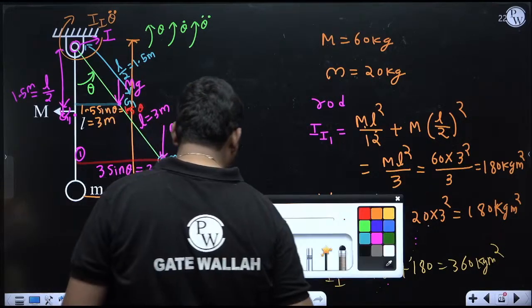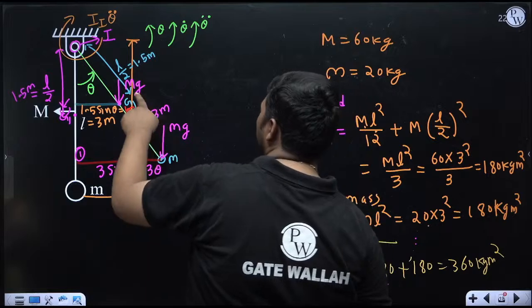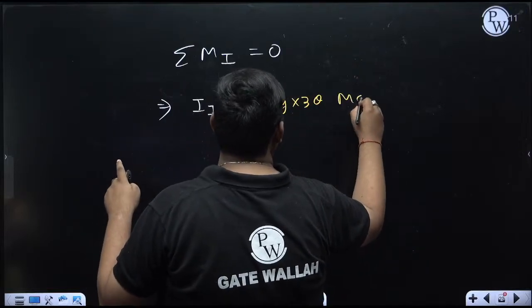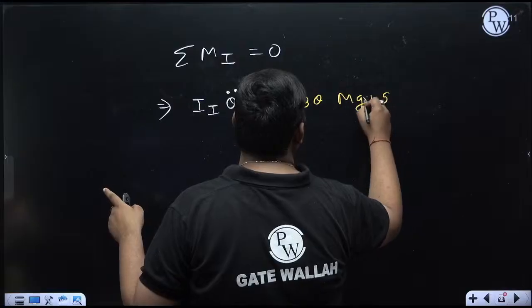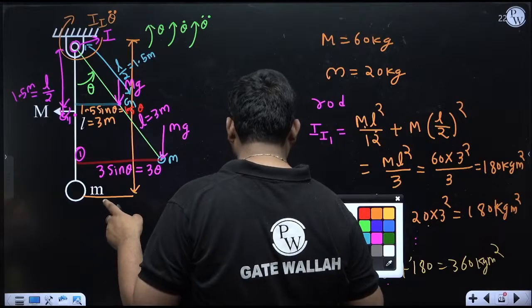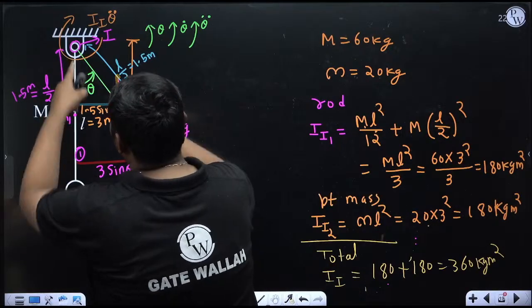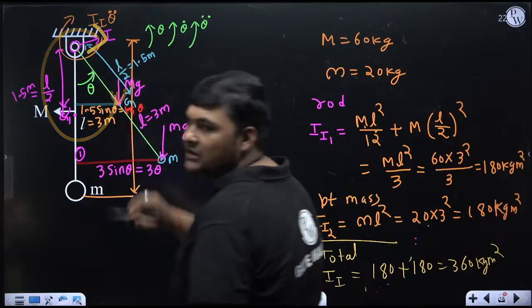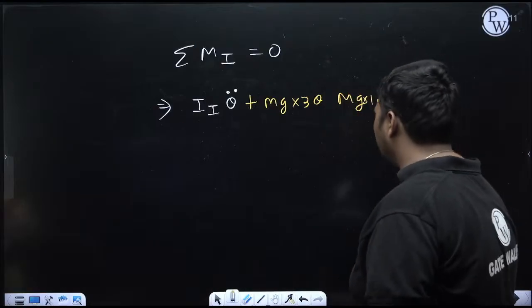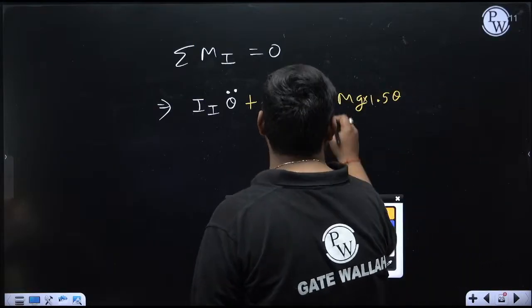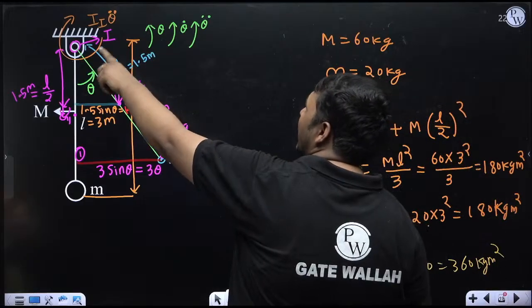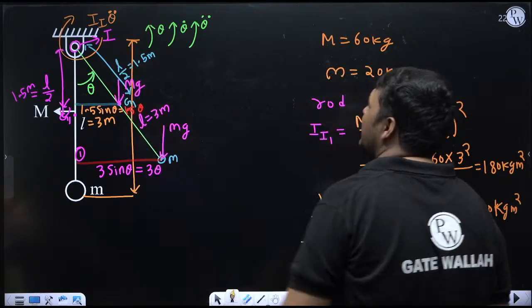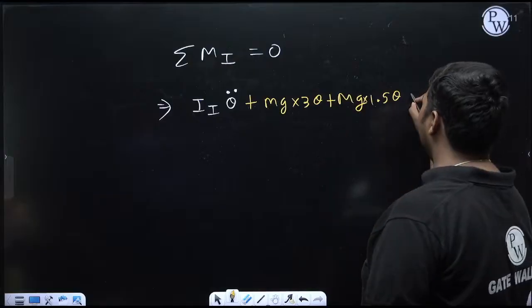So the moment due to this weight capital Mg about the I center will be capital Mg into its perpendicular distance from I, which is 1.5 theta. Now direction: this weight is like this, and about I it is rotating clockwise, and for clockwise I am using plus sign, so that's why I used plus here. Now the moment of reaction at I about I will be 0, so we don't bother about the reaction at I. So this is completed, so it will be equal to 0.